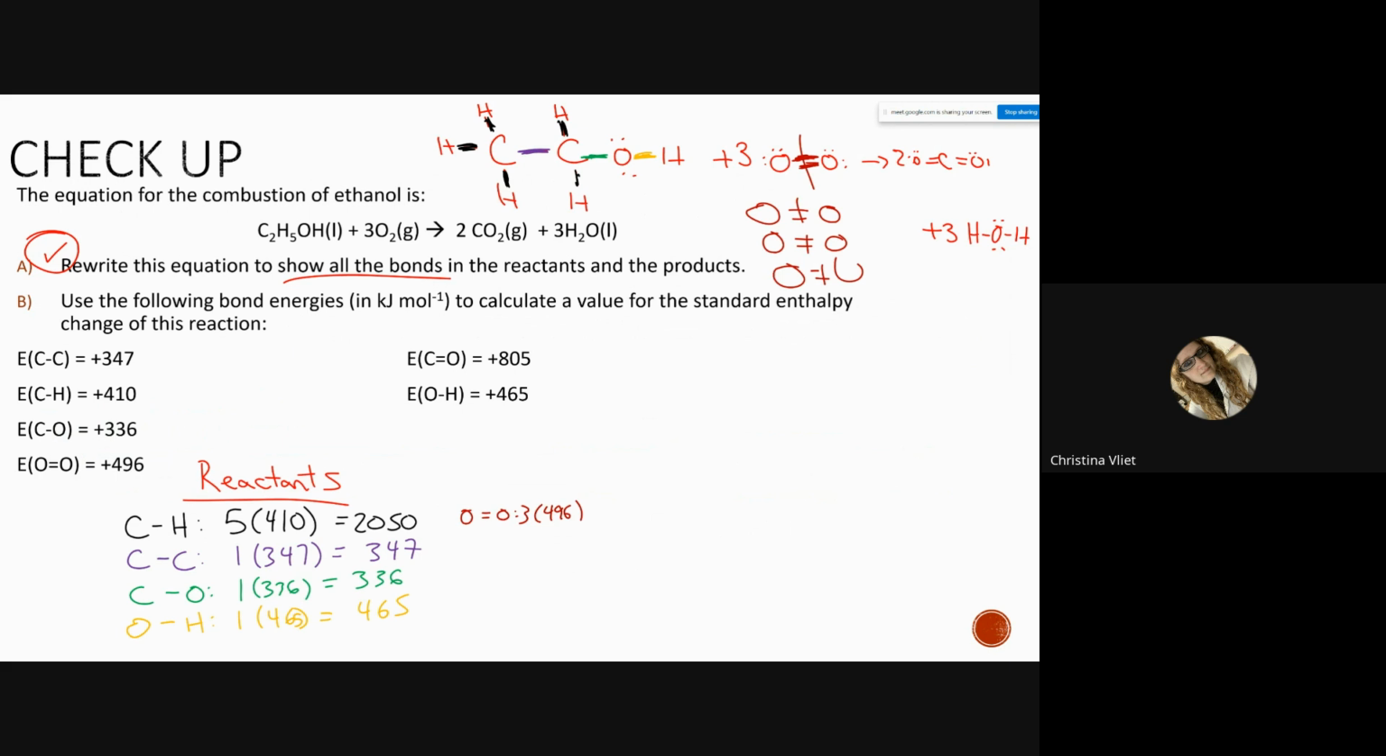And then you're supposed to add up all these numbers and get a total amount for your reactant. So what's 2050 plus 347 plus 336 plus 465 plus 496? I get 3694. Double check my calculator. I'm going to double check myself.